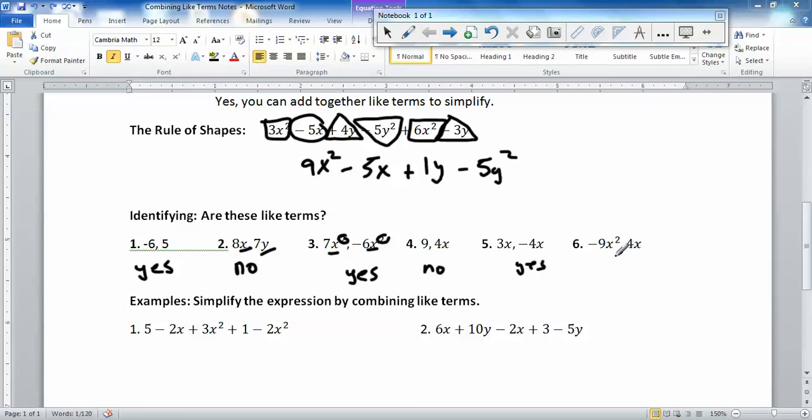Yes. Okay, and then number 6, negative 9x squared and 4x. Okay, this has an x to the second power, and this has an x to the first power, or no power. So that means these are not like terms. They're different. They're the same variable, but different powers. So no, these are not like terms.